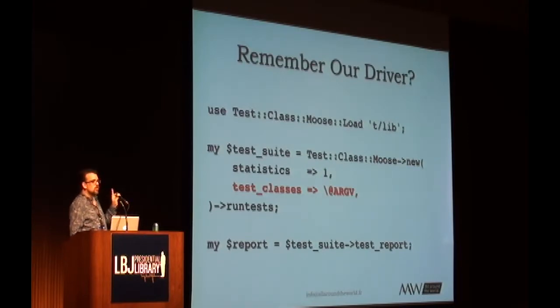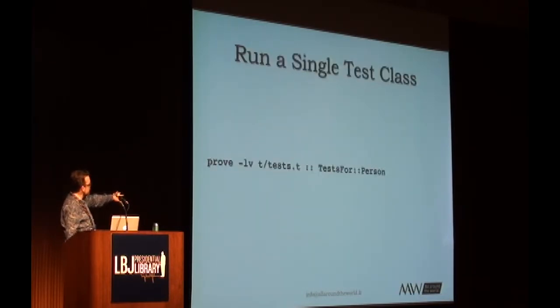And then if you remember the driver I told you about in your .t script, we create a new Test::Class::Moose object, and test classes, we're taking a reference to @ARGV, run tests. What does that actually do? So Test::Class::Moose->new(...) lets you do this: prove -lv t/test.t :: tests for person. That will only run that test class or those test classes that you provide after the double colon.